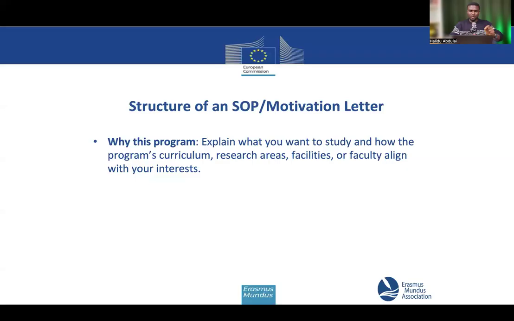And this is where you have to explain what you want to study and how the program's curriculum, research areas, facilities, or faculty align with your interests. In fact, anything that you say here must be verifiable by your own profile. You don't just put anything at all. There must be a way to prove it.